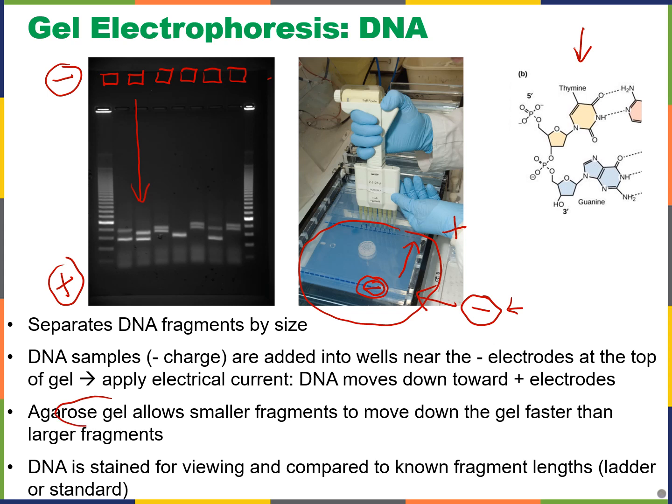This gel allows smaller fragments to pass through more quickly than larger fragments of DNA. Small, short fragments of DNA will travel down quickly, but the long ones get stuck in the agarose gel, and it takes a longer amount of time for them to travel down. Afterwards, we stain the DNA and view it to compare different fragment sizes, and we usually run something known as a ladder or a standard. Here it looks like there are 2 of them, with fragments of known sizes of DNA, so you can compare your fragment of DNA to a known fragment size.